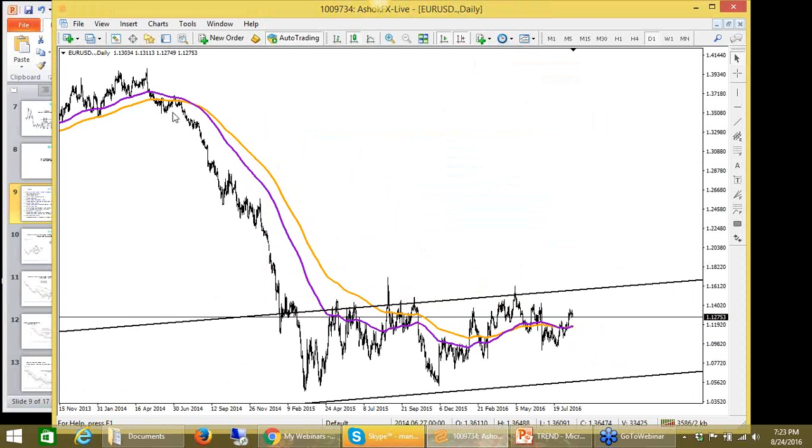Now you can see the orange crossed over the purple. The purple is below the orange, so we say the trend is a downtrend. After this, until now, here the price crossover. Crossover here means the price changes the trend. Now the price is squeezing, we cannot find which direction the trend is. So we consider from this one it is a downtrend.